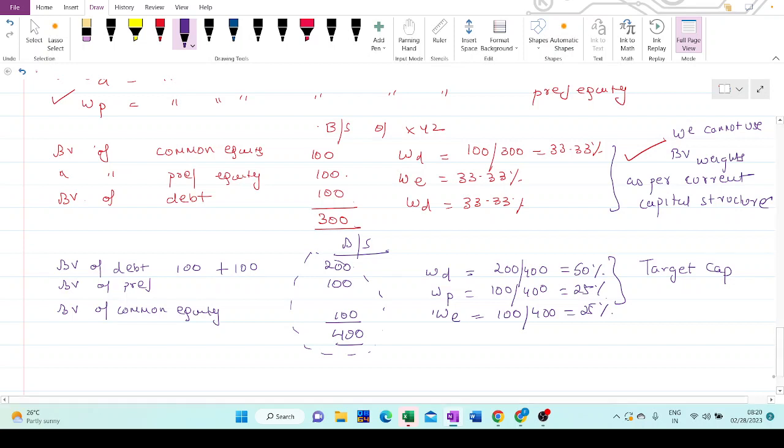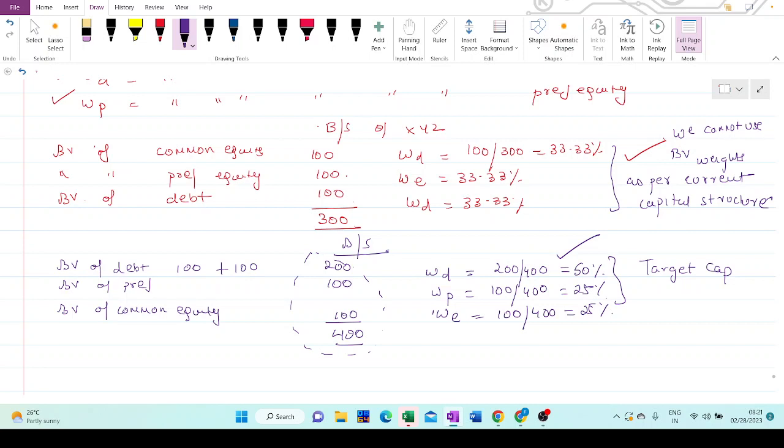Right. So we'll use these weights in the calculation of WACC. And what do we call these weights? These weights are book value weights represented by the target capital structure of the company. And what is the target capital structure? Target capital structure is the capital structure that the company is trying to achieve.